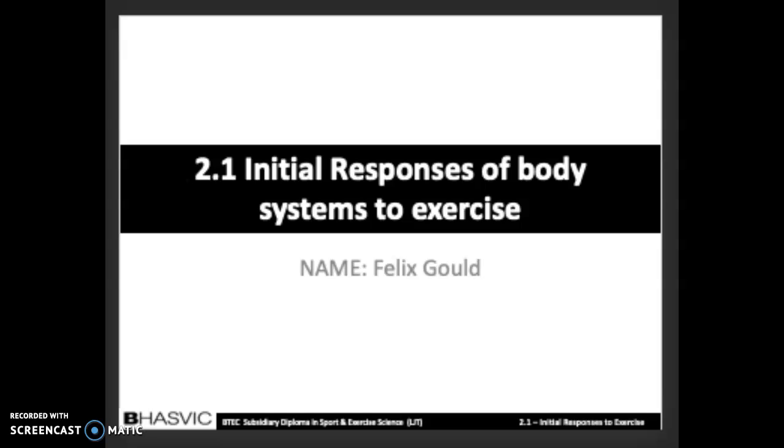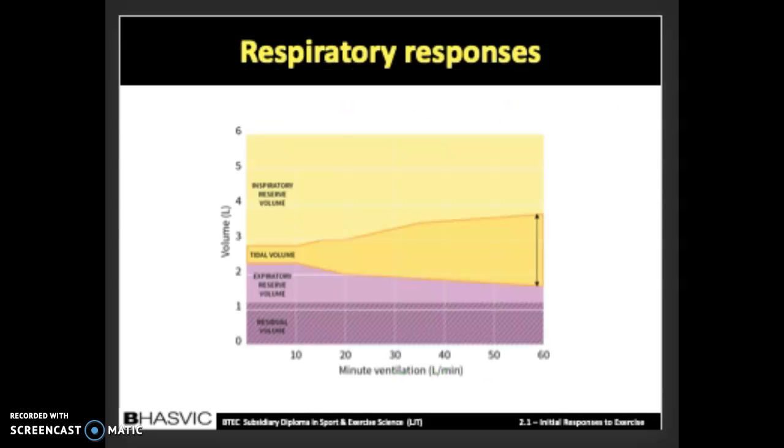Body systems to exercise. Respiratory responses. This is a graph to show the change in volumes when ventilation increases. When the ventilation increases, so does the tidal volume, which is the volume of air in each breath.